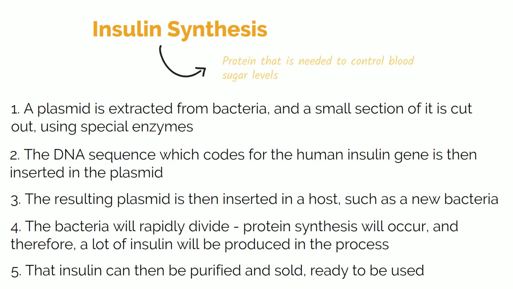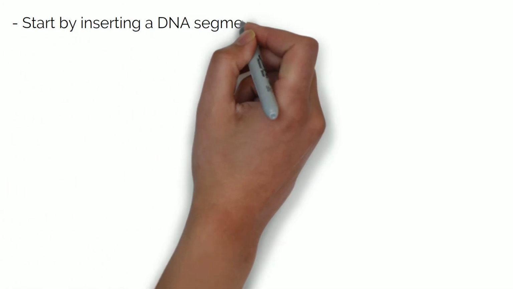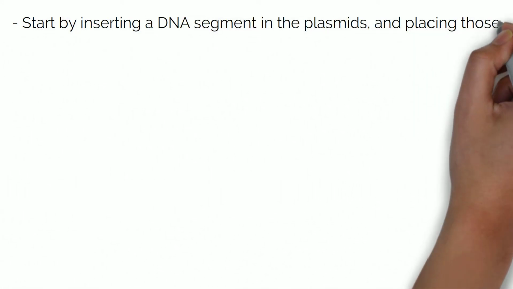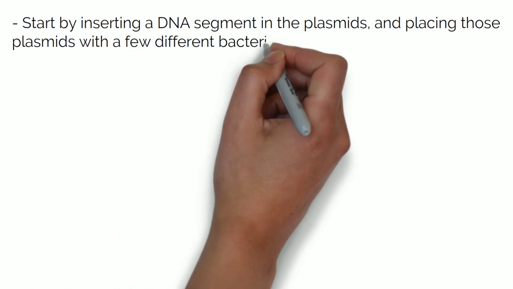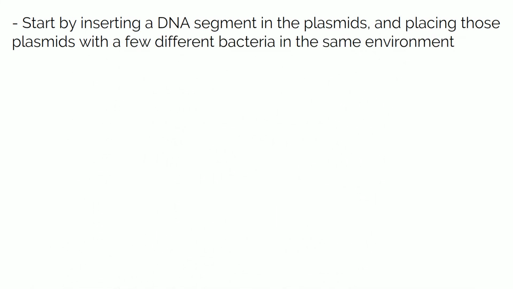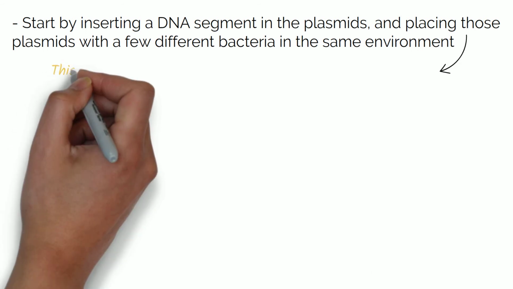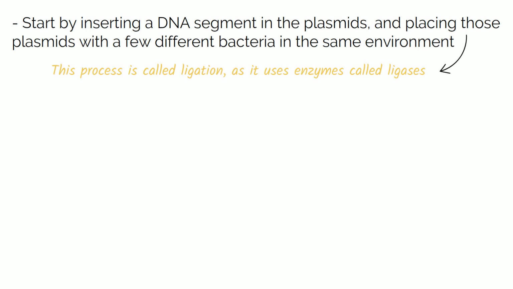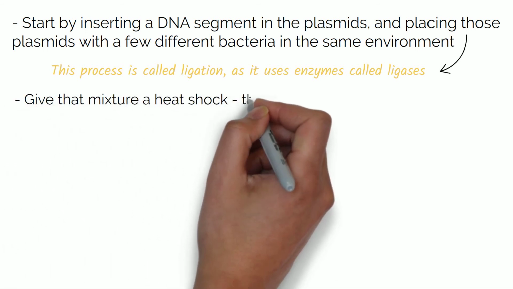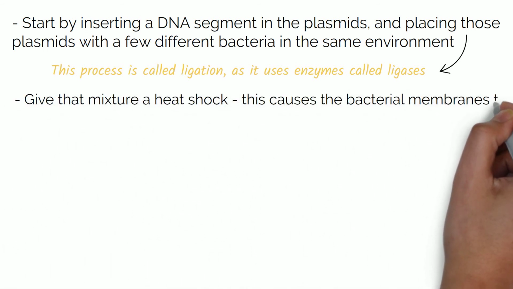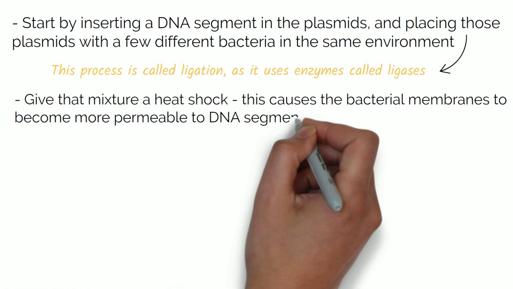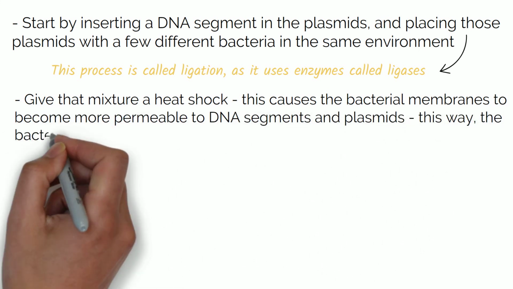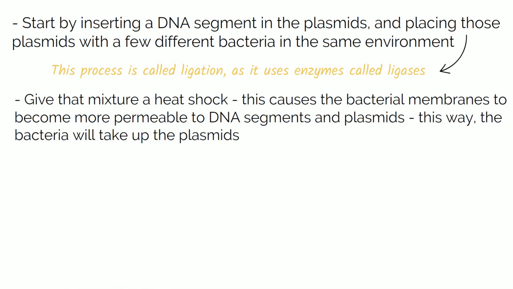So how do we choose the bacteria that will become the host for this process? Basically, you start by inserting a DNA segment in the plasmids and placing those plasmids with a few different bacteria in the same environment. This process is called ligation, as it uses enzymes called ligases. Then you give that mixture a heat shock, which causes the bacterial membranes to become more permeable to DNA segments and plasmids. This way, the bacteria will take up the plasmids.